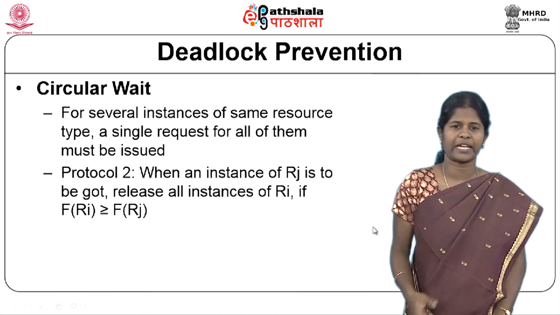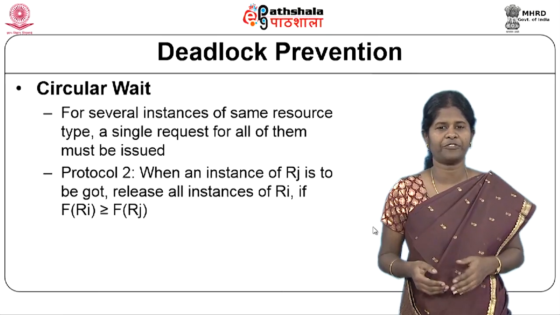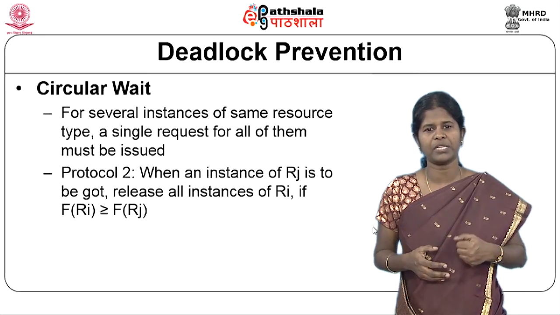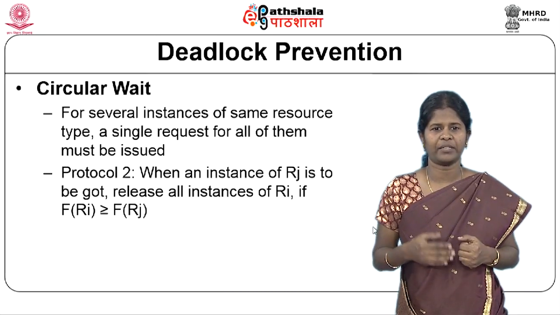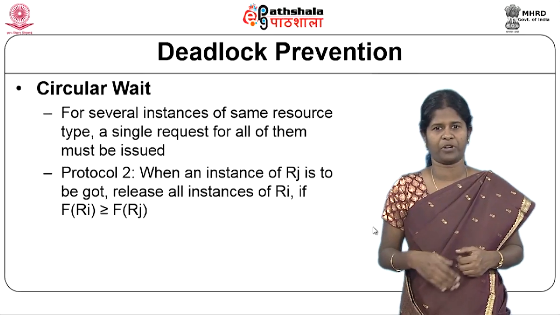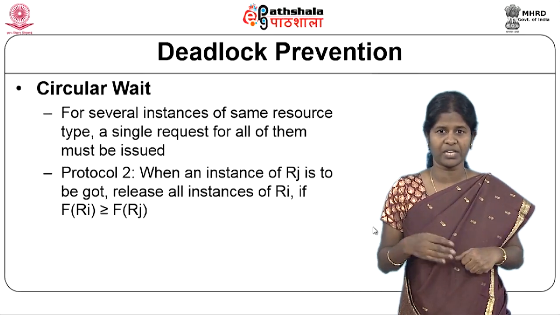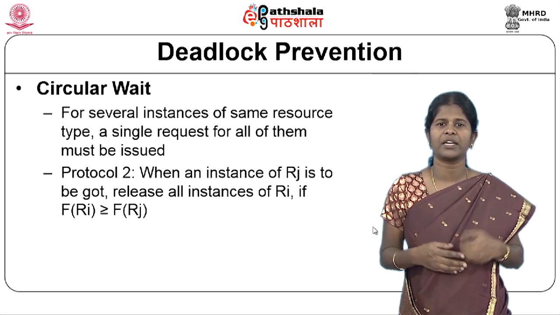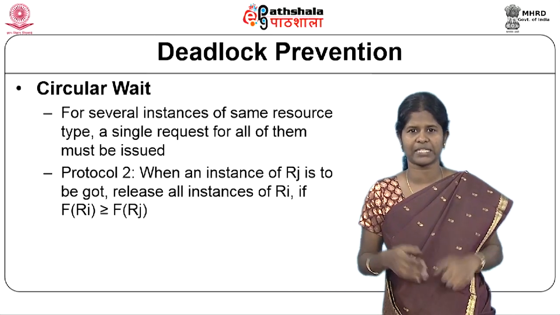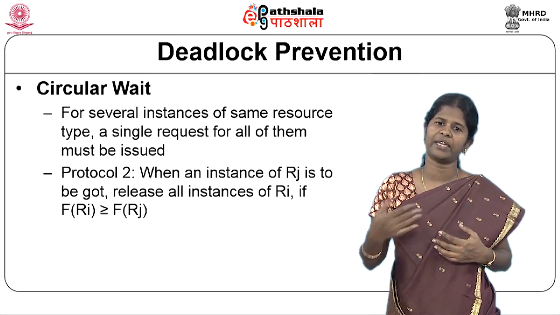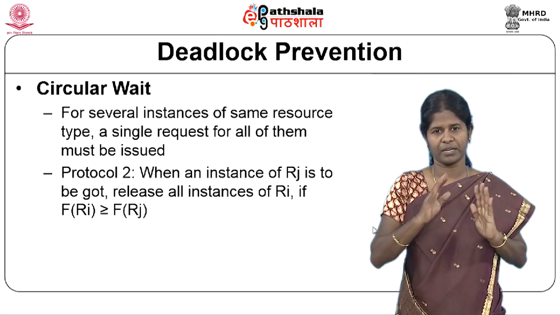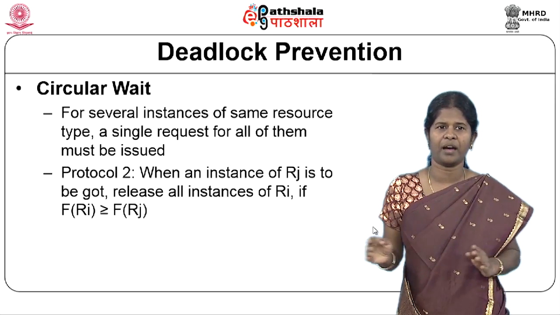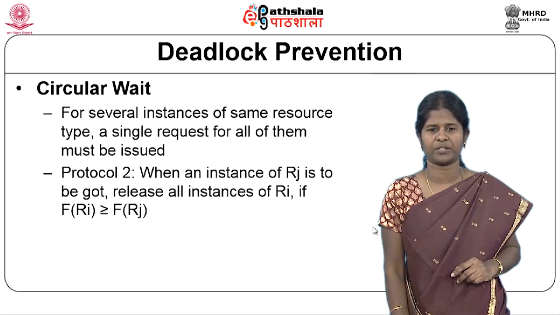The second protocol is that when an instance of Rj is to be acquired by a process, and it is holding some instances of Ri, but f of Ri is greater than or equal to f of Rj, then the process should release all the instances of Ri that it is currently holding and then try and get the instances of Rj. That is, it should strictly try to get the instances of the resources only in that order of enumeration.